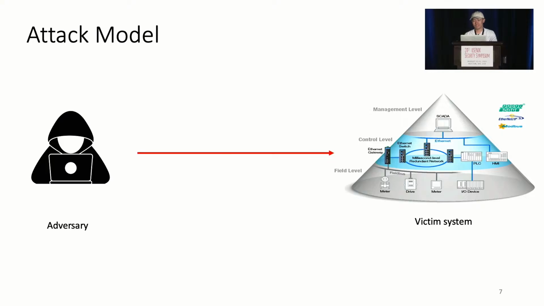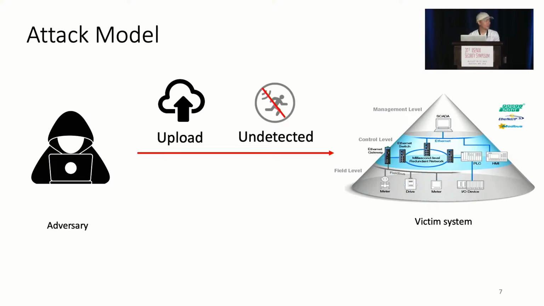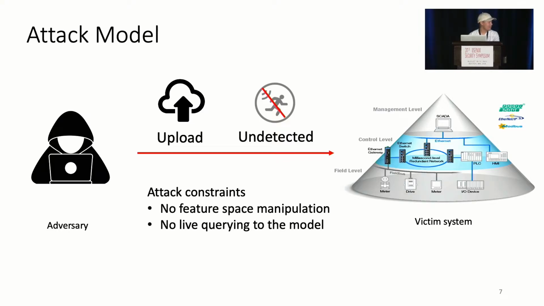We assume the following attack model. The adversary wants to compromise the normal operation of the victim system by uploading a maliciously modified program. At the same time, he needs to remain undetected. There are a couple of constraints for the attacker. First, there's no way for him to directly manipulate the feature space, which in this case is the signal points. Second, no live query into the model is allowed because it will interrupt the normal operation of the system.